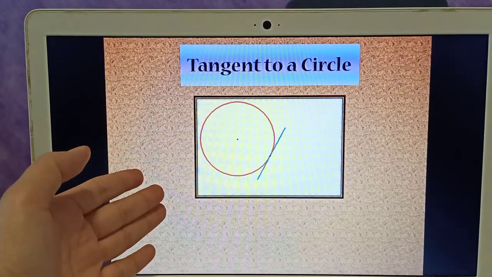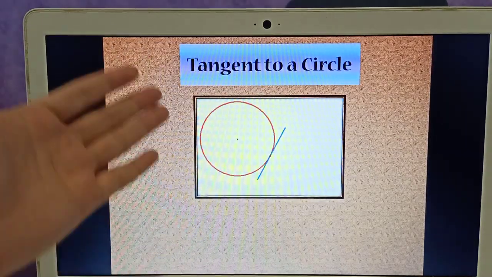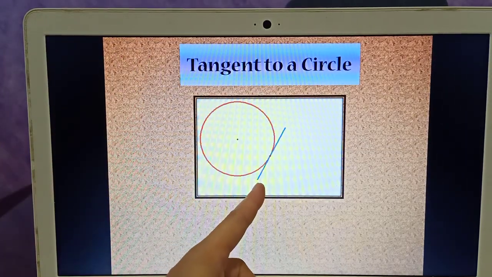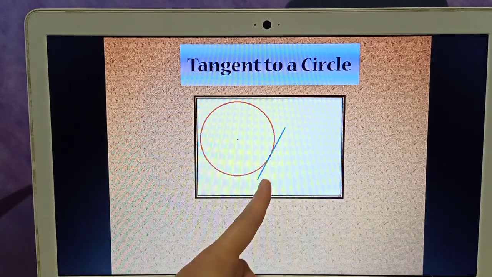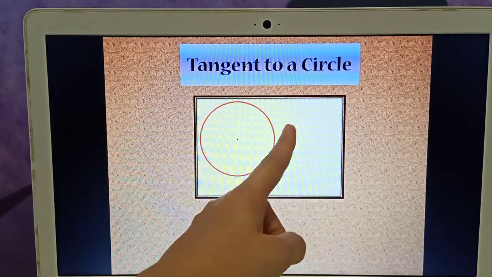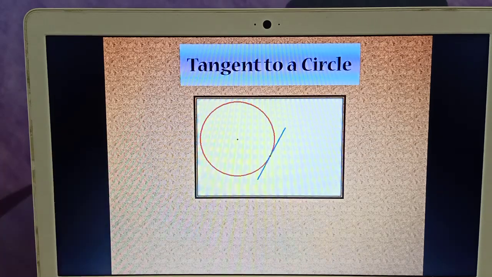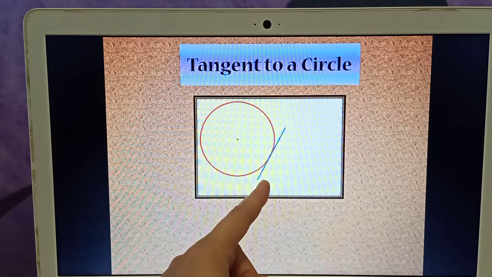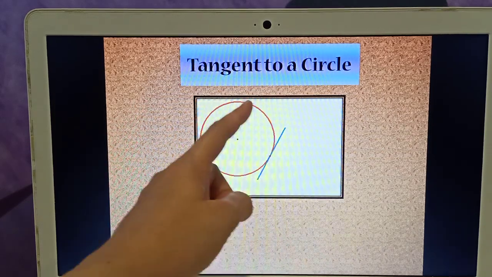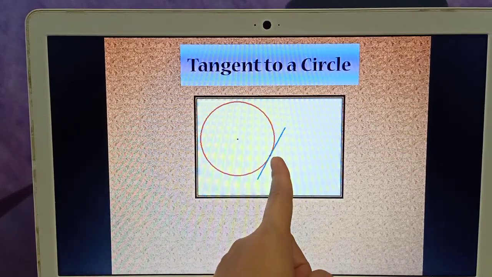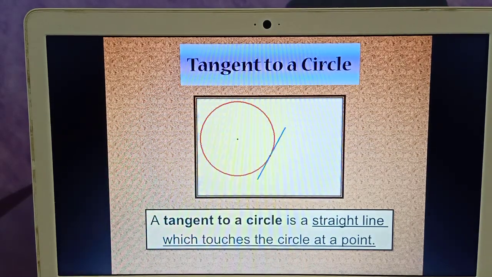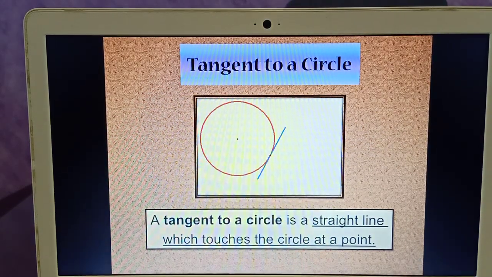And then when we talk about tangent to a circle, it actually refers to a straight line. You see the blue straight line here. Okay, what can you say about this blue straight line? Apart from it is a straight line, what you can notice here is that this straight line is touching the circle at only one point here. So the definition for tangent to a circle is a straight line which touches the circle at a point.